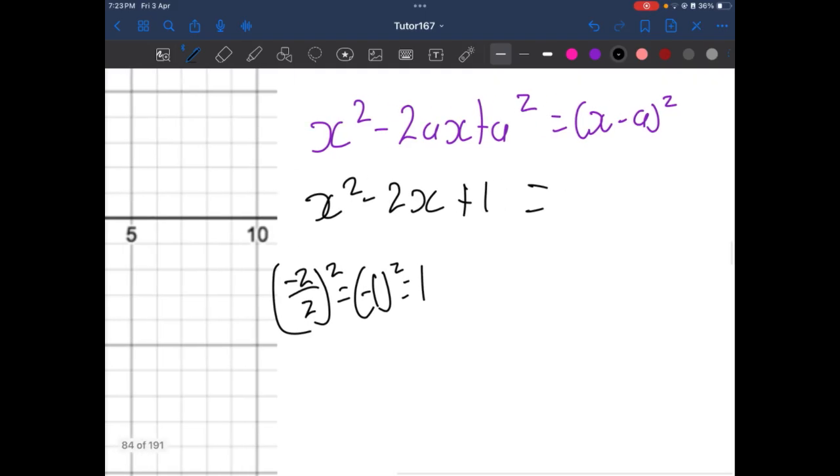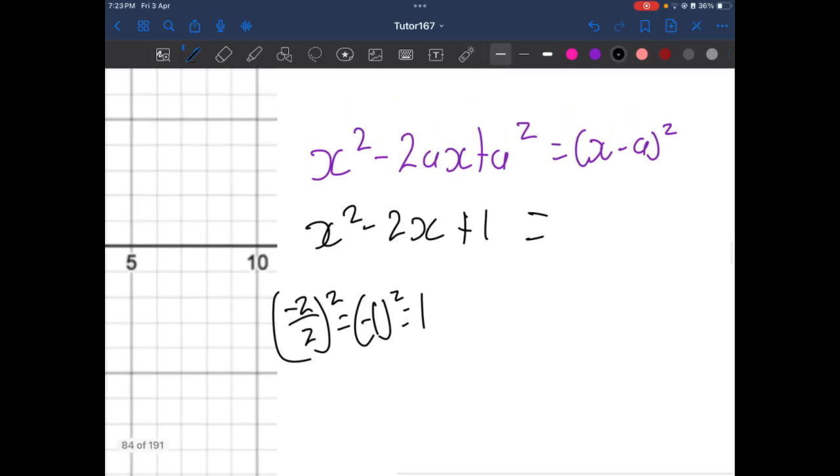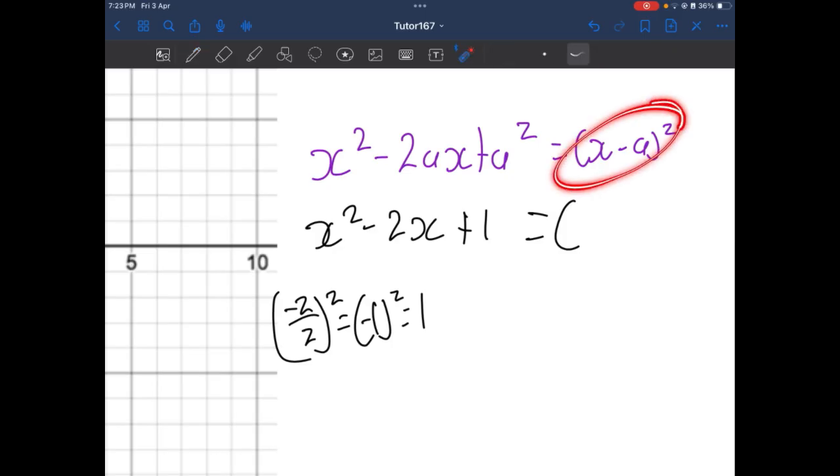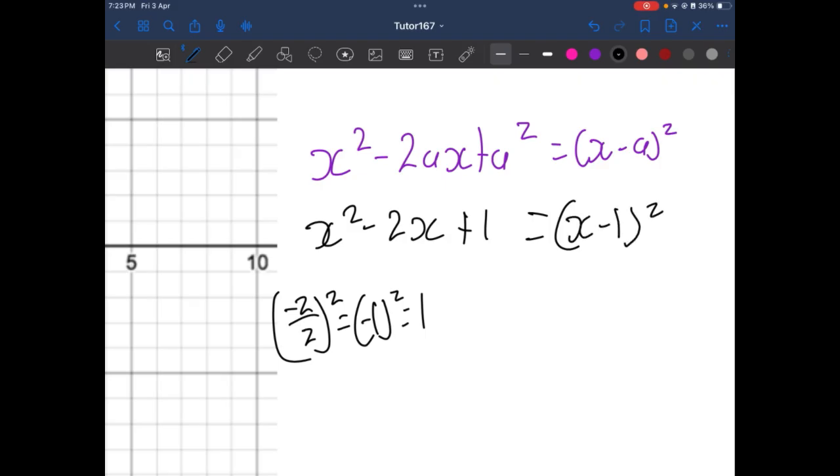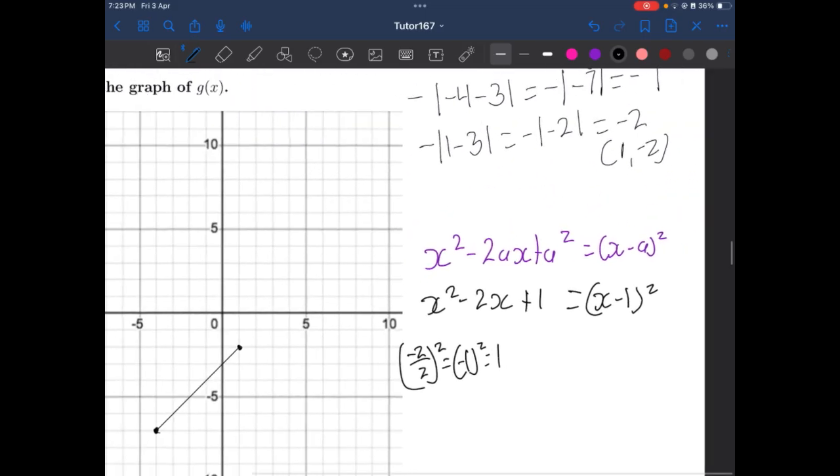Negative 1 squared. It'd be negative 1 squared because negative 2 divided by 2 is negative 1. And negative 1 squared is 1. So to represent that as this, all you do is write x minus 1 before you square it, and then square. Right?